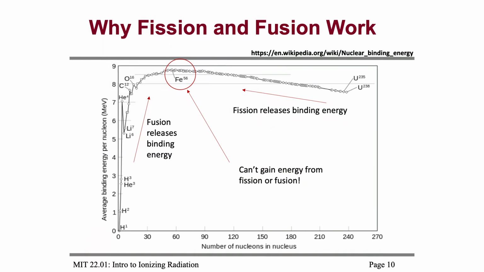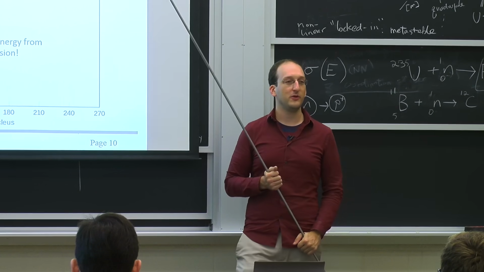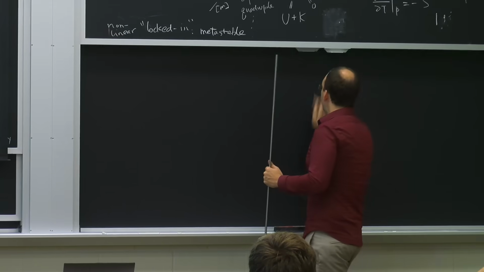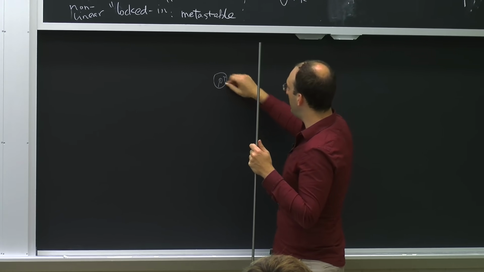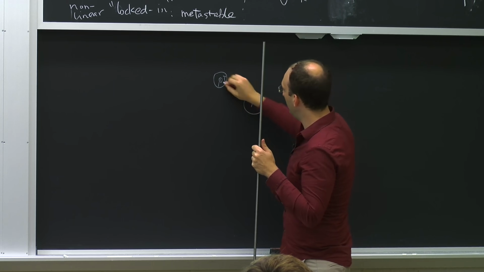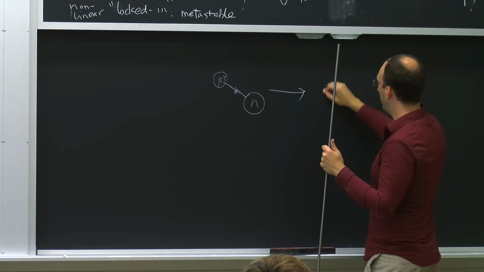The reason why fission and fusion work from an energetic standpoint is if we look at the binding energy per nucleon. Remember last time we mentioned the binding energy is the difference in energy if you were to take, let's say, a proton and a neutron from infinitely far away and bring them together to create a nucleus of deuterium.